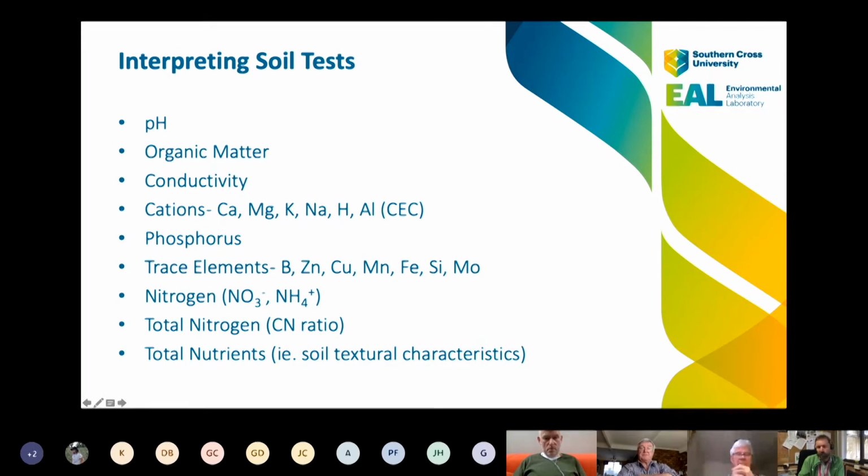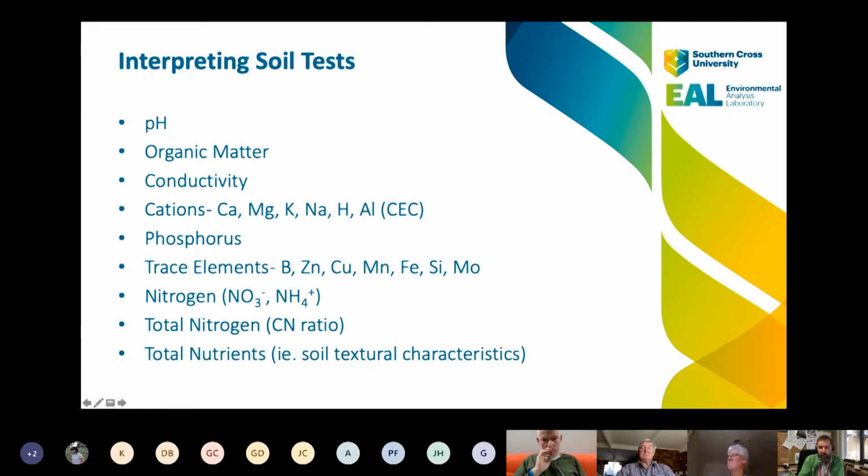Phosphorus, there's hundreds of different phosphorus tests in soil, and we concentrate on a few: Bray 1, Morgan as your soluble, Bray 1, Bray 2, Colwell, and your agronomists just get habit by using different ones. They all mean something different, but you don't need to use all of them, just be aware of them. And I'll go through that in a moment. Your trace elements: boron, zinc, copper, manganese, iron. Silicon's getting more and more popular these days, and molybdenum.